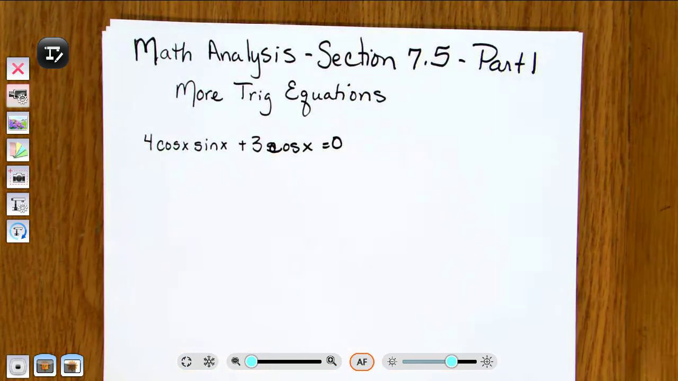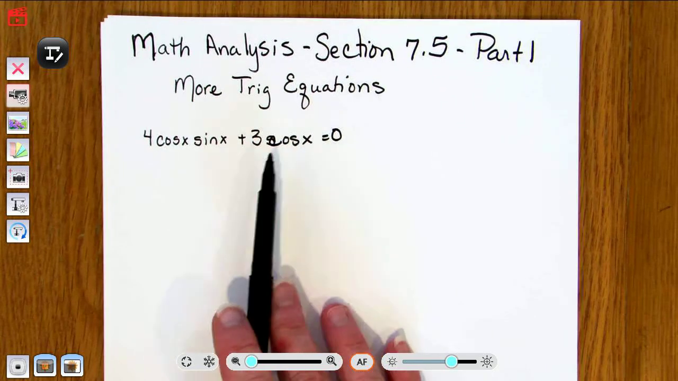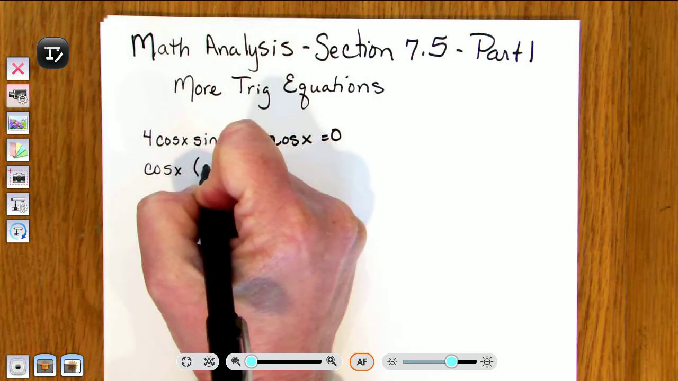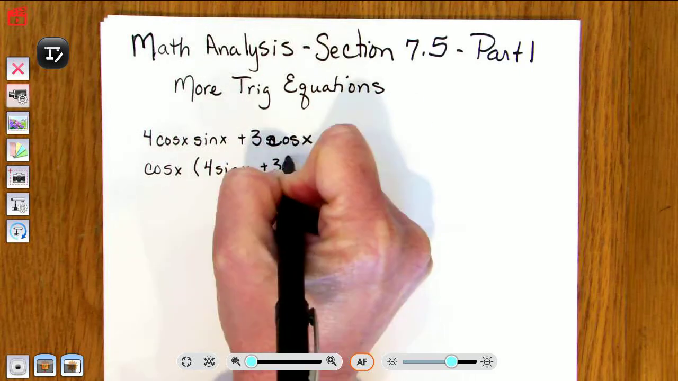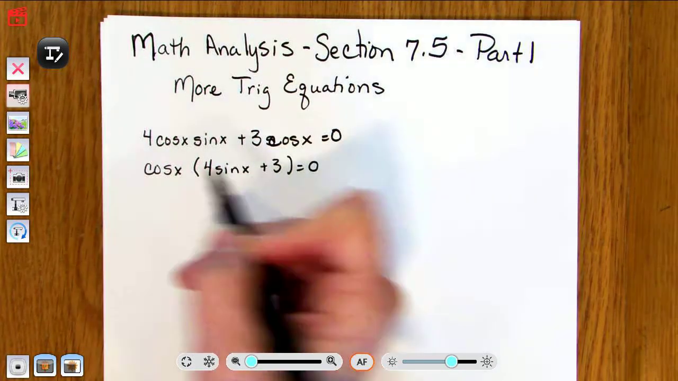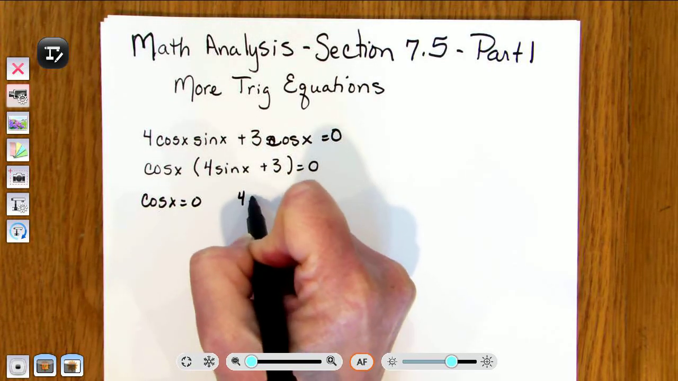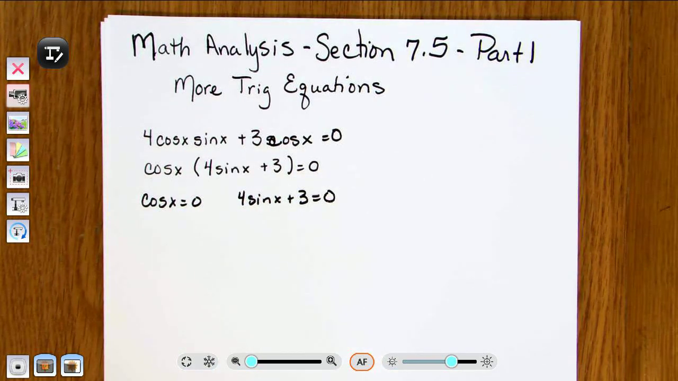Okay, so I have 4 cosine of x, sine of x, plus 3 cosine of x equal to 0. If I look at these, I have 2 terms. It's already set equal to 0. I'm going to factor out that cosine, and I'm left with 4 sine of x plus 3 equal to 0. So here is my cosine of x equal to 0, or my 4 sine of x plus 3 is equal to 0.